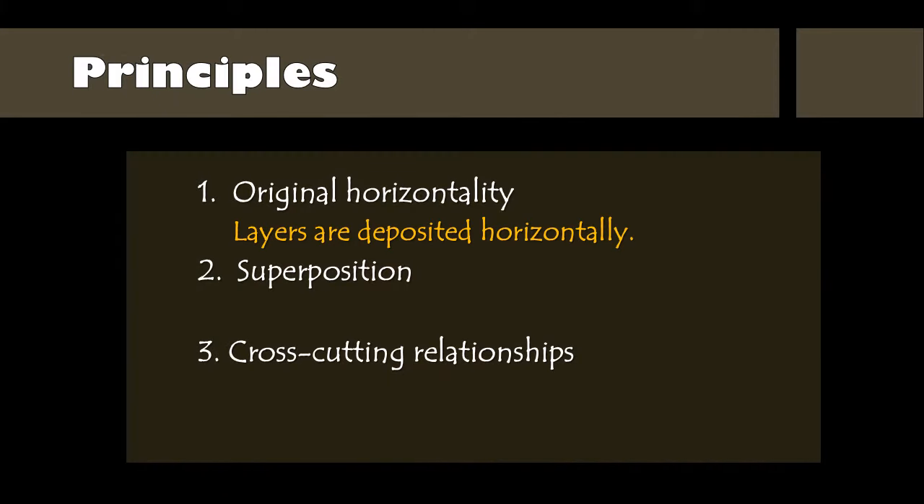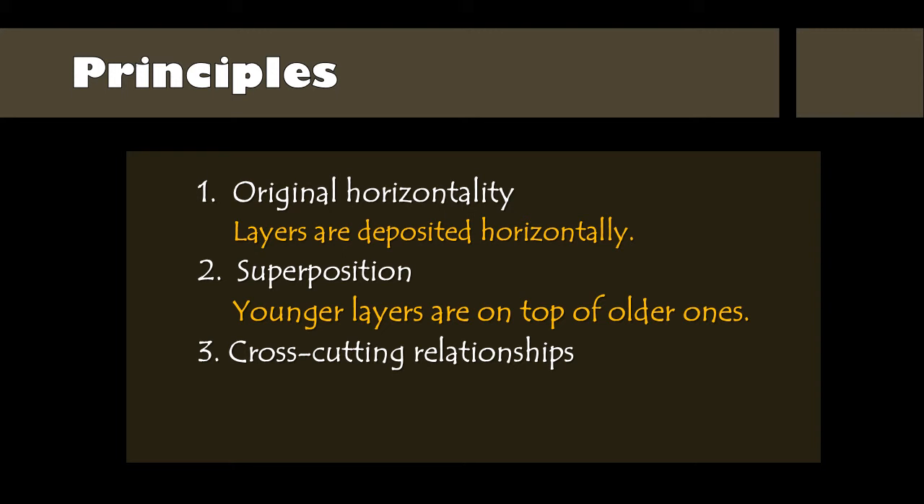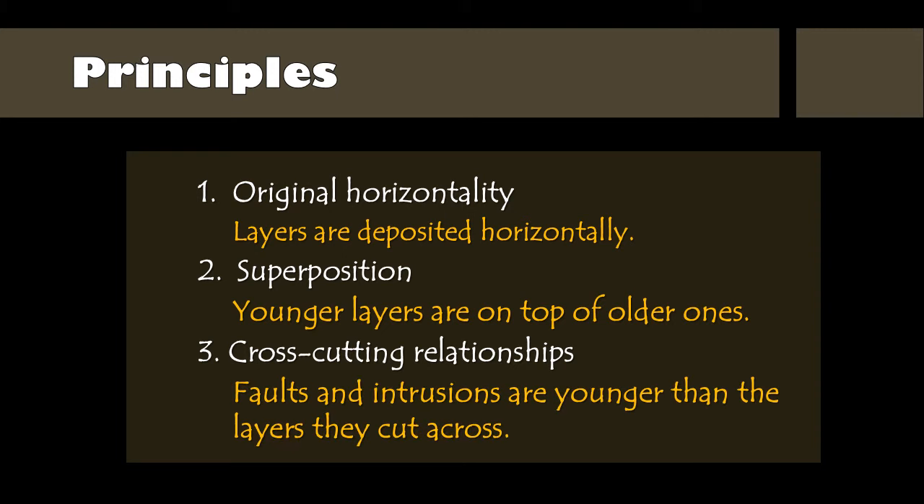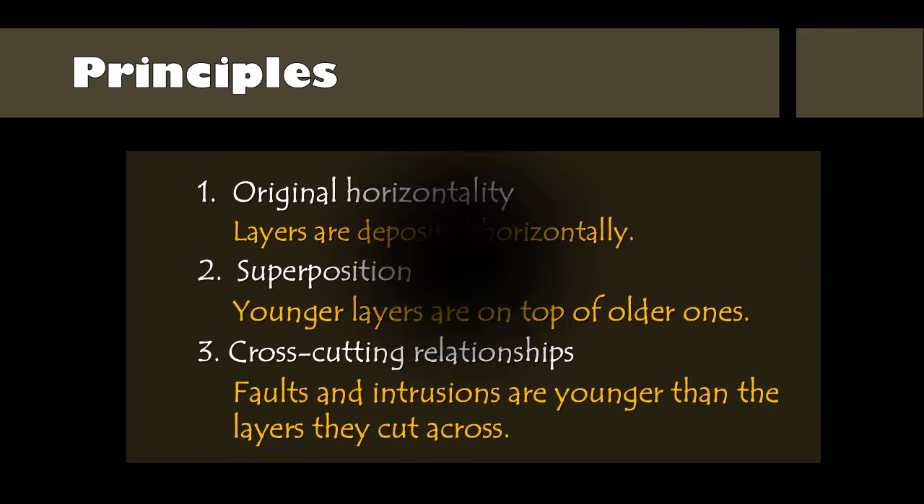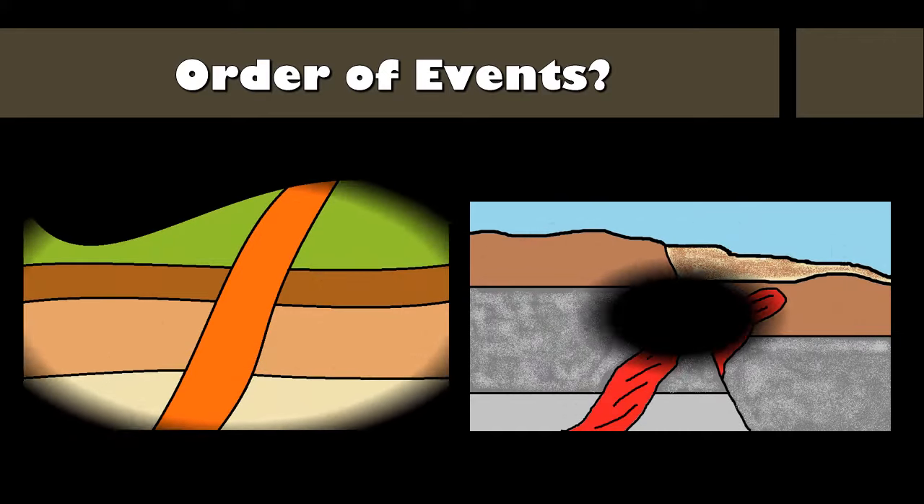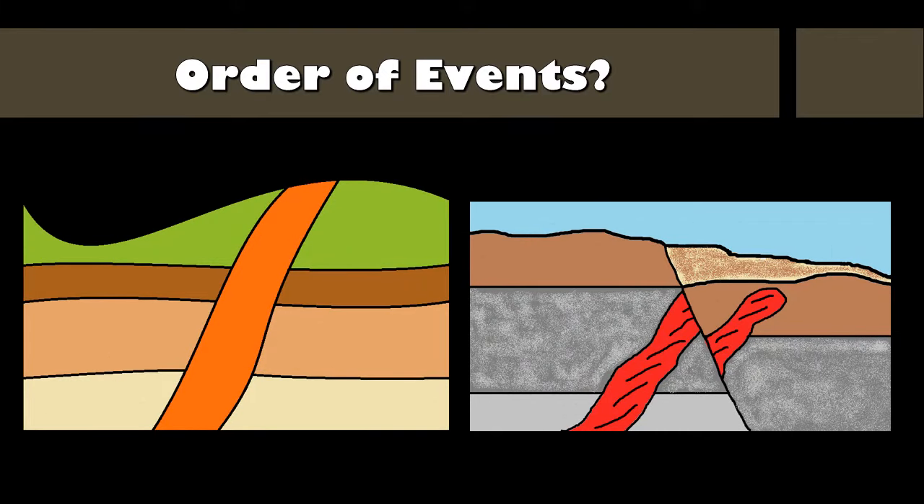Remember that sedimentary layers are deposited horizontally. Younger layers are deposited on top of older ones. And earthquake faults and magma intrusions are younger than the layers of rock they cut across. Using these principles, let's see if we can figure out the order of events that created two specific rock formations.